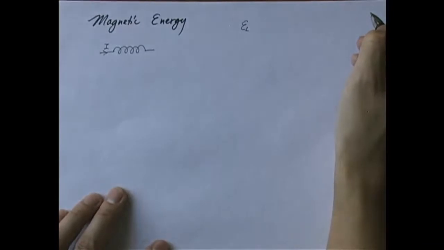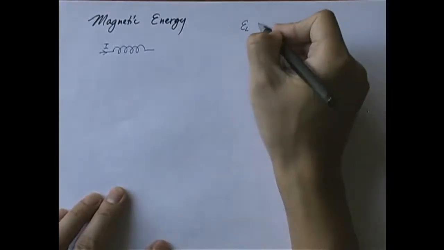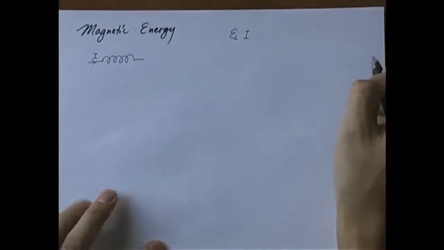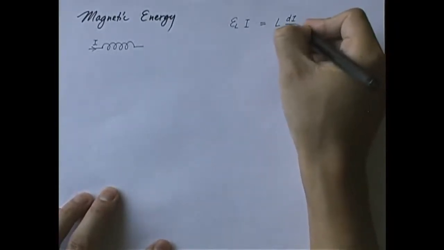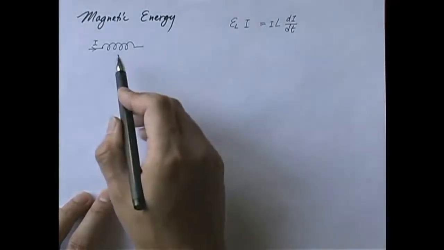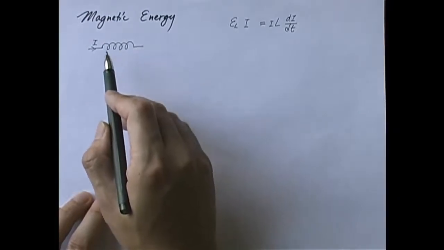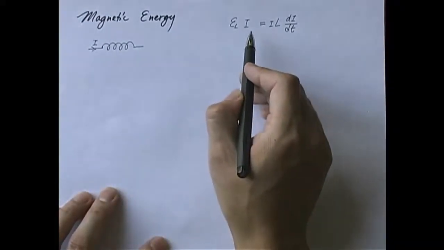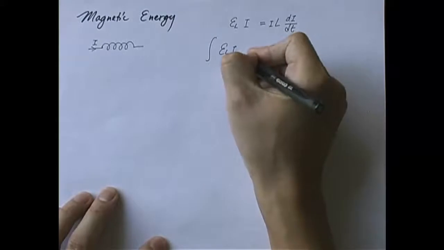So the power that has to be expended in order to drive such a current through it is epsilon L times I. Now, epsilon L is L di/dt. The magnitude is L di/dt. Multiply this by I. This is the power that has to be expended in order to run a variable current through it. Suppose you start with a 0 current and end up with a final current I. What is the total amount of energy you have to expend? Well, that would be the integral of epsilon L I dt.